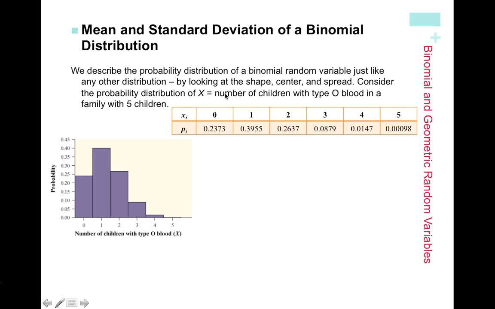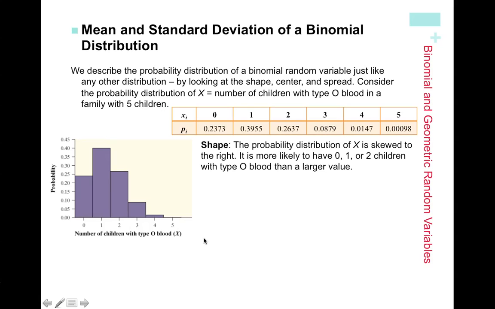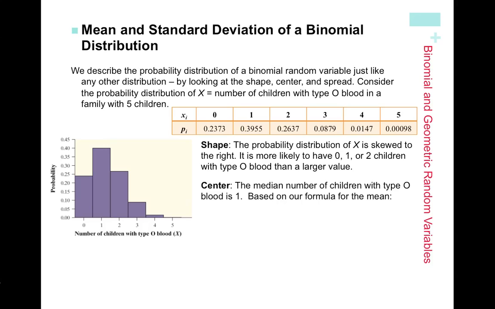So we're going to look at x equaling the number of children with type O blood in a family of 5. We calculated some of these in the previous video. Here's our probability distribution as a histogram. Shape, we're skewed right. It's more likely to have 0, 1, or 2 children rather than larger values. Center, the median number is 1.